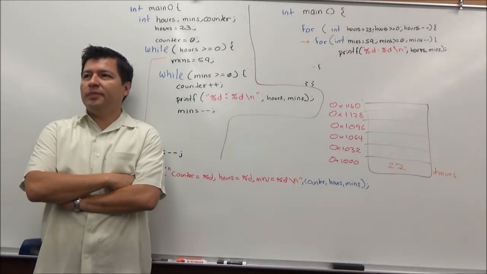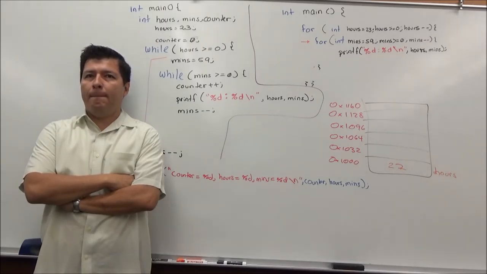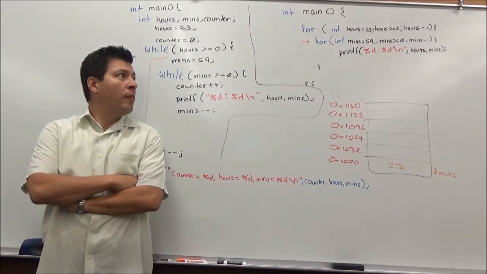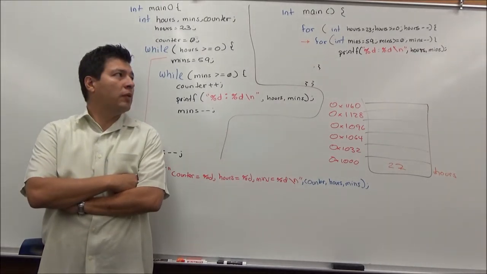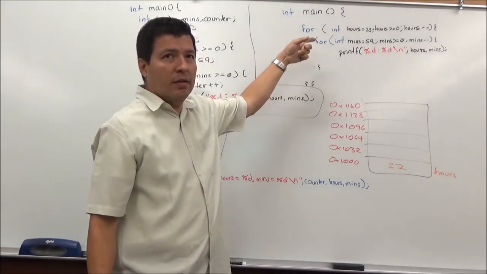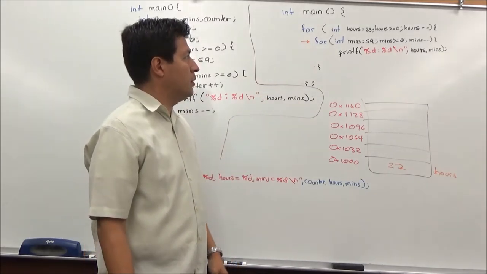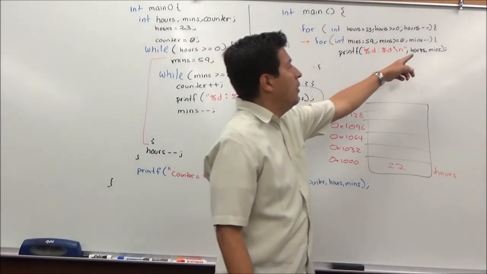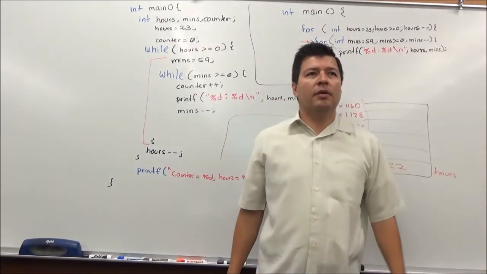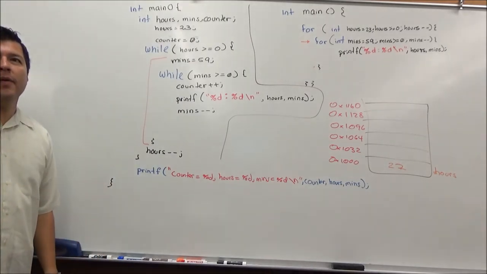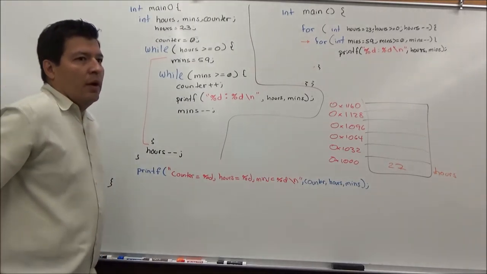Questions? Yeah. When I type in the double for loop, it says hours and minutes under the printf is out of scope. Like this exactly? Yeah. Check your curly brackets, unless you put the semicolon at the end here or something. My curly brackets are all messed up. Any other questions?